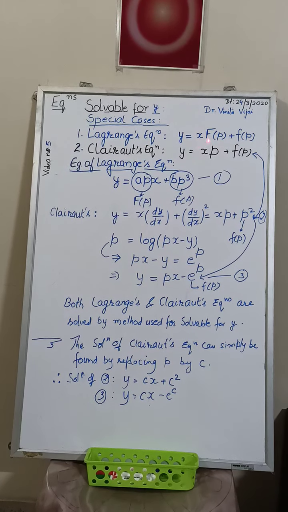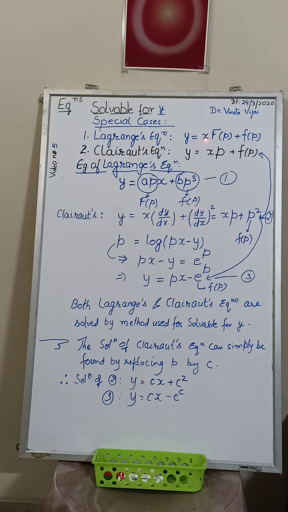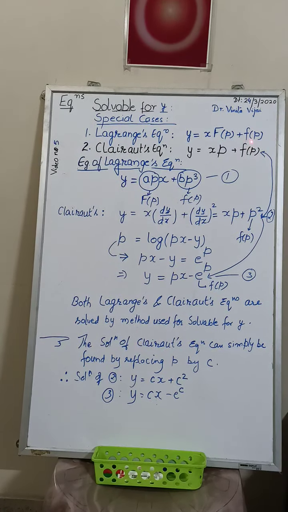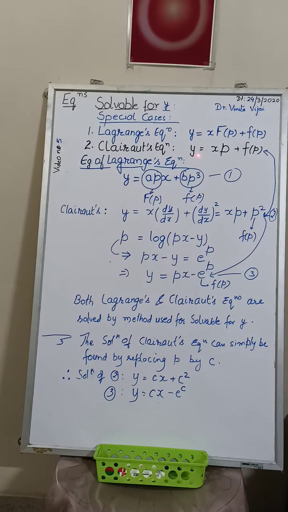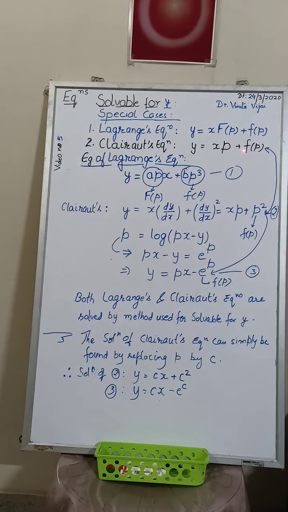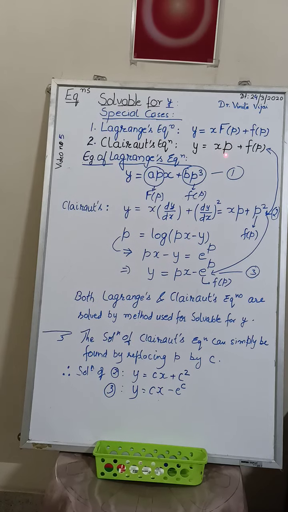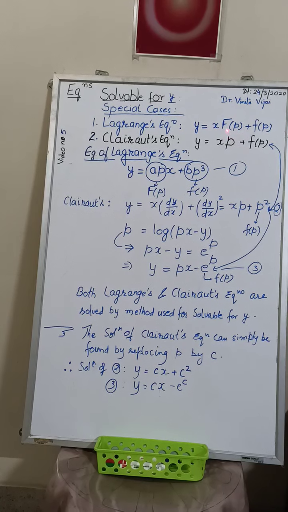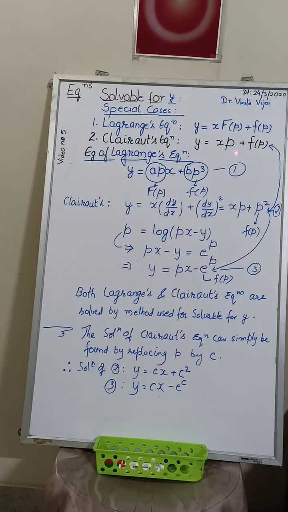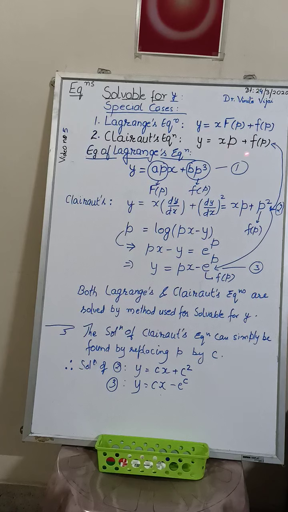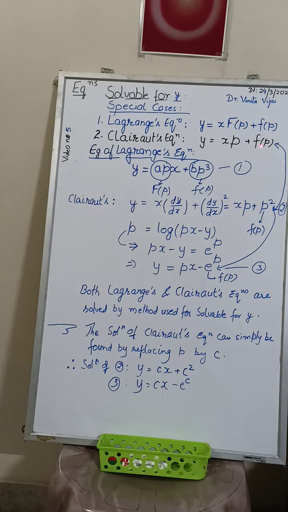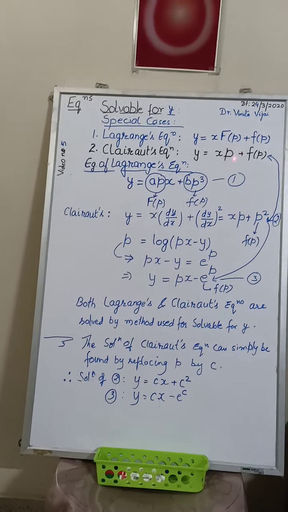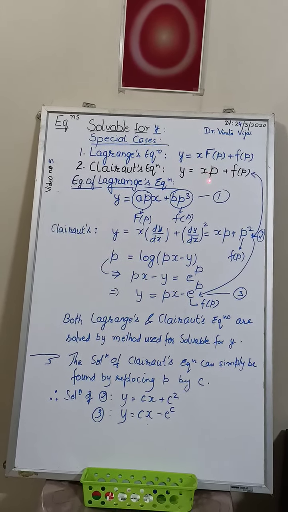What does this mean? That there will be a term which has x and some function of p, and there will be another function of p. Then in Clairaut's equation it is y equal to xp plus f of p. So again, if you see these two right hand sides, here it is capital F of p in Lagrange's equation, whereas in Clairaut's equation it is small p. So in fact f of p is common in both the equations. So in fact Clairaut's equation is a particular case of Lagrange's equation.